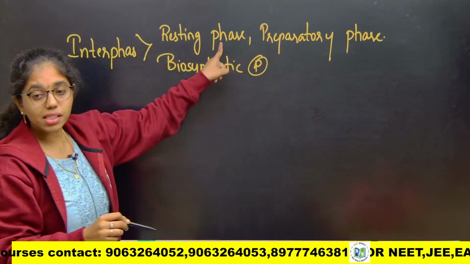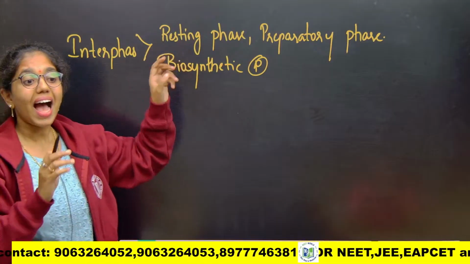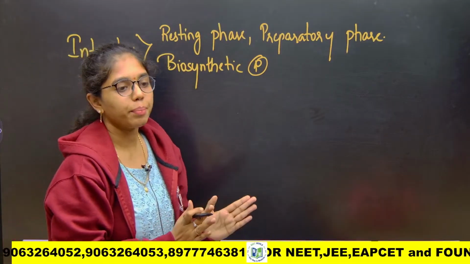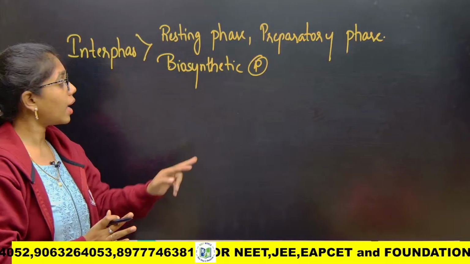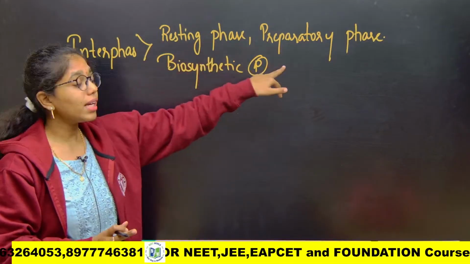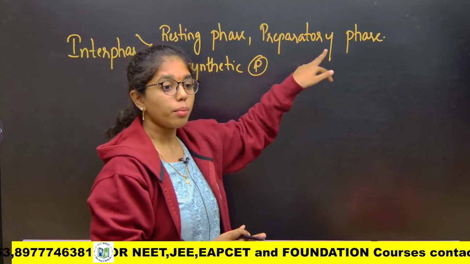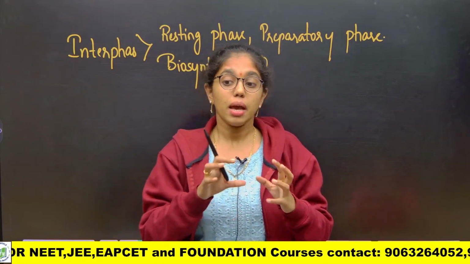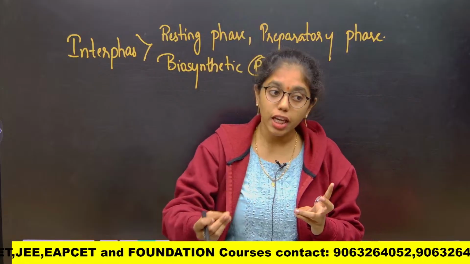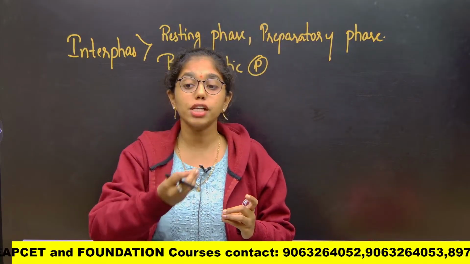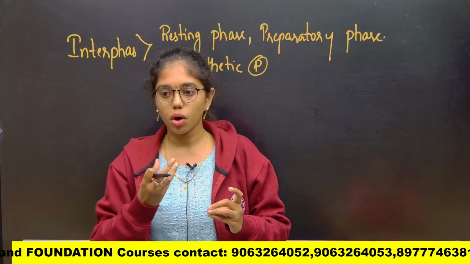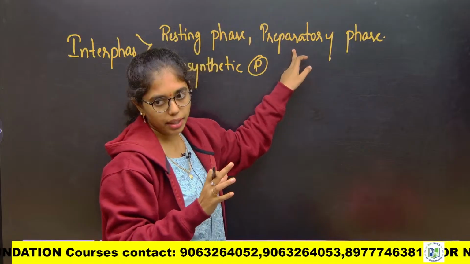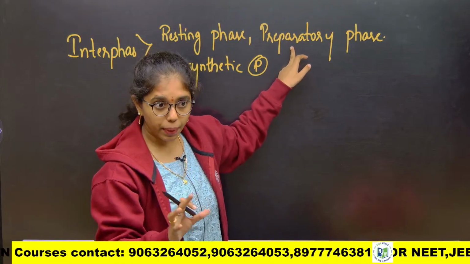Why is it called as resting phase? Because actual cell division is not happening over there. So, that is why it is called as resting phase. Why is it called as preparatory phase? Because complete preparation for cell division is happening in the interphase, be it increase in cell size or duplication of the cell organelles or duplication of the nucleus. Okay, everything is happening in the interphase. That is why it is called as preparatory phase.